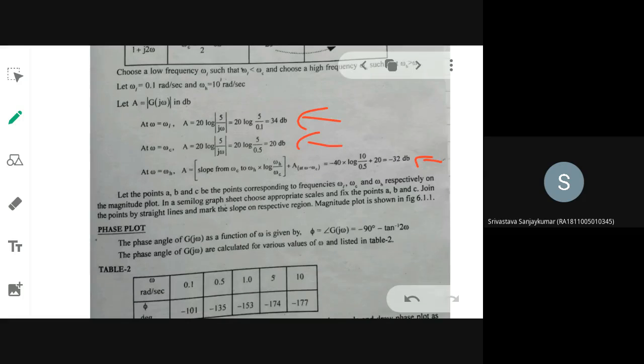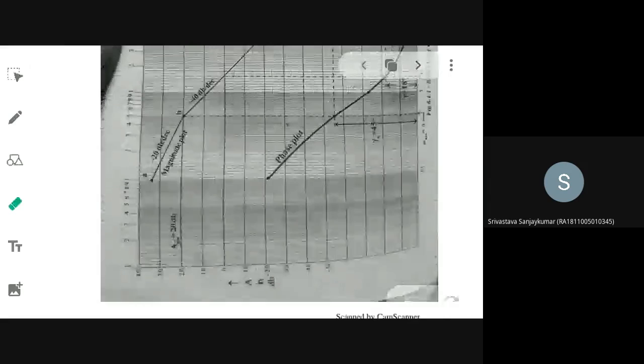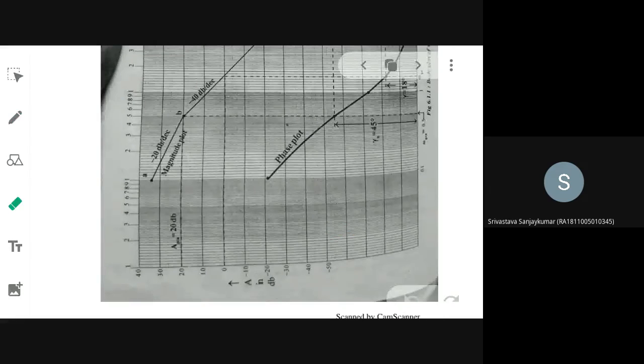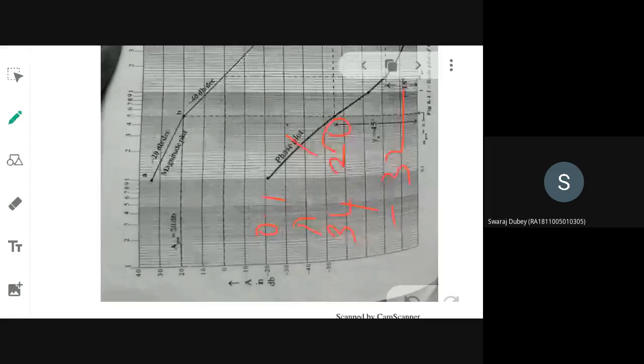I will check this: 34, 20 and minus 32. Accordingly, we will take the scale. What are the gain values? 34, 20 and minus 32. So this is for 0.1, this is for 0.5, and this is for 10.